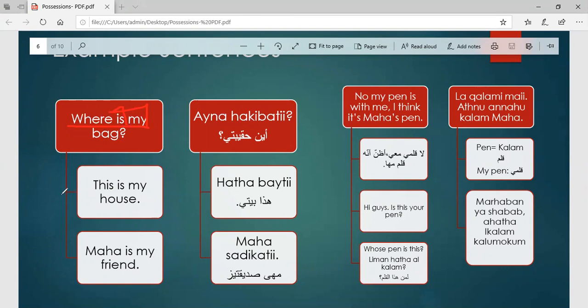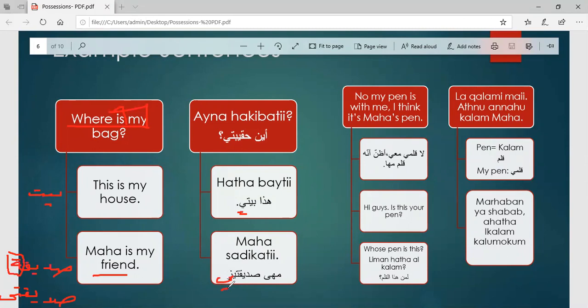Okay, this is my house. House is what? Bait, okay? Because house is masculine, here we're talking about hada. This is my house, hada bayti. Maha is my friend. Friend is what? Sadiqa, assuming that you're not pronouncing the ta. When you attach it to my, which is a possessive pronoun, what do you do? You change this last letter, which is pronounced as ha, to become ta in the middle and attached to it. So Maha sadiqati.